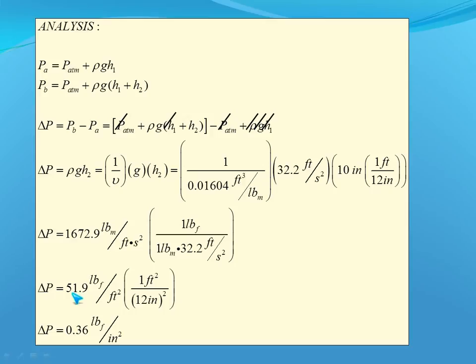We're looking for PSI, which is pound force per inch squared, right? So we're going to convert from 51.9 pound force per foot squared. We're going to say that 1 foot squared is equal to 12 inches squared, right? And remember, when you do this calculation, that 12 inches have to be squared. So what that means is we've got to take 12 times 12, so this is actually 144 inches squared on this denominator. But the feet squared cancel, and we're left with pound force over inch squared. So we have a delta P, a change in pressure of 0.36 pound force per inch squared, and that's our final answer.